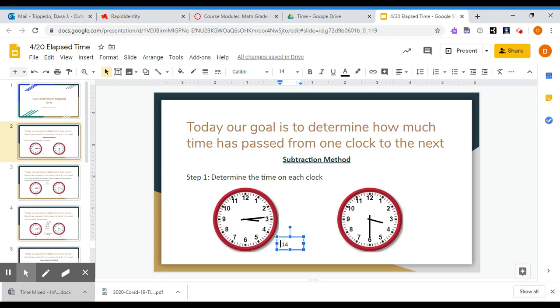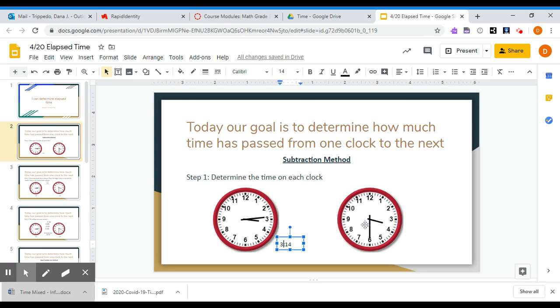And that we know is early on in the hour. So you can see here, looking at the short hand, the hour hand, it's just past the 3, which means it has touched the 3, and which also shows us that it has not touched the 4 yet. So we are still in the 3 o'clock hour. So the first clock, the time of that is 3:14.